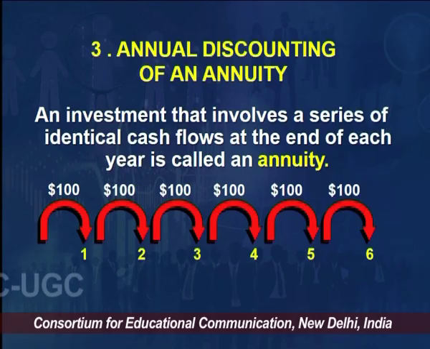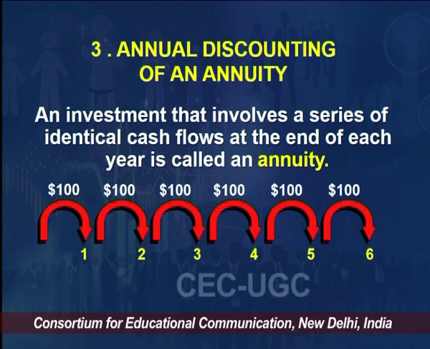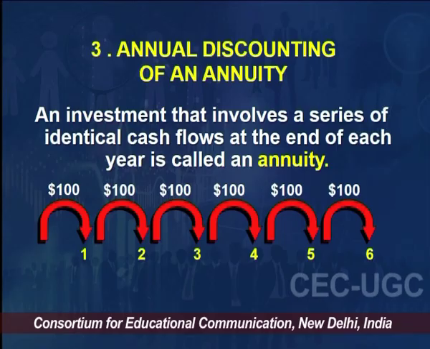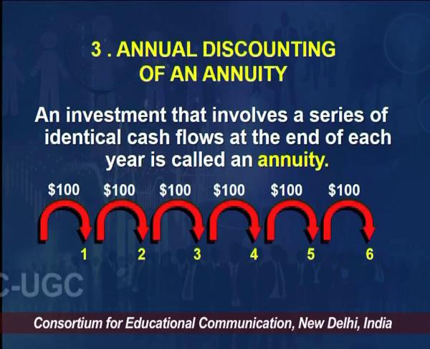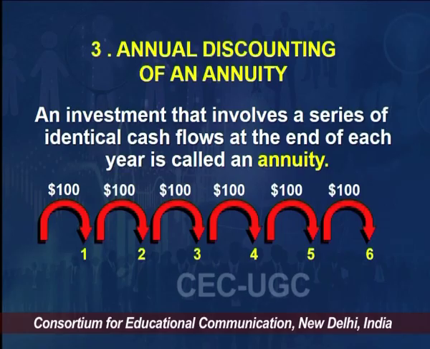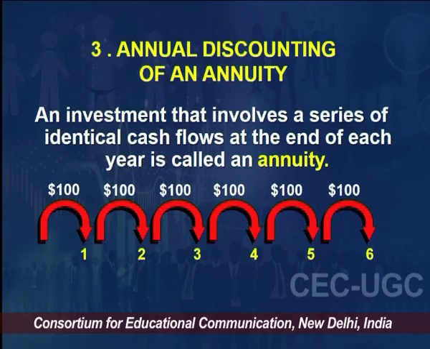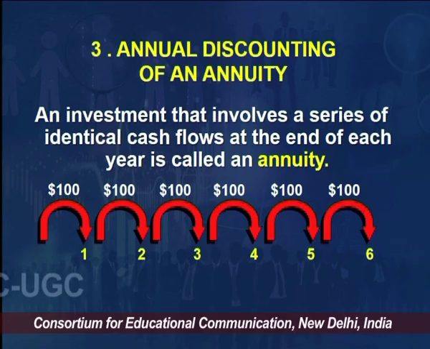So three conditions need to be fulfilled for any cash flow to be taken as an annuity. I repeat, what are those three conditions? Number one, the investment is actually of the same size, right?